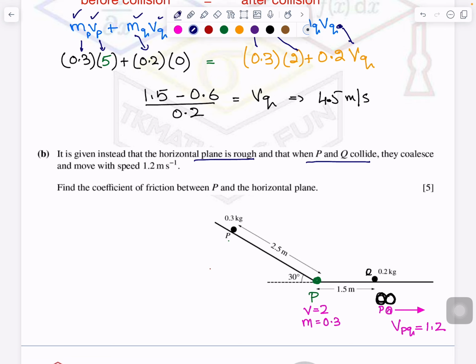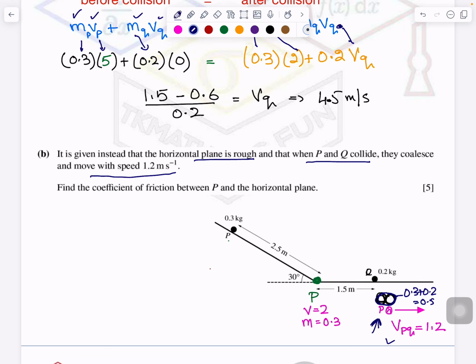They coalesce, means they will combine. Like I have drawn here in the diagram for you, you can see they will combine and then move together, and they will move with the speed of 1.2 meter per second. So what will happen after the collision is given to you here. Masses will add up because now they are combining, they will be together. So 0.3 plus 0.2 will be 0.5, okay, because their mass will be together now. So it will be 0.5 and their velocity is 1.2.